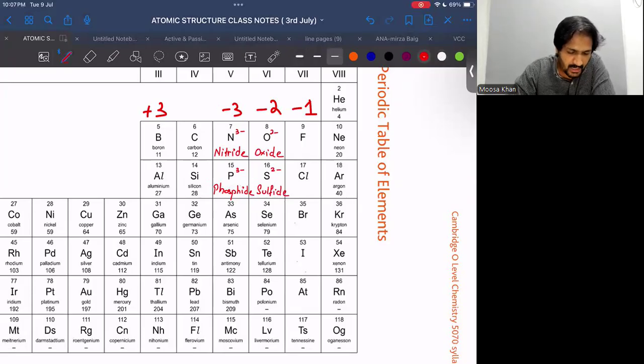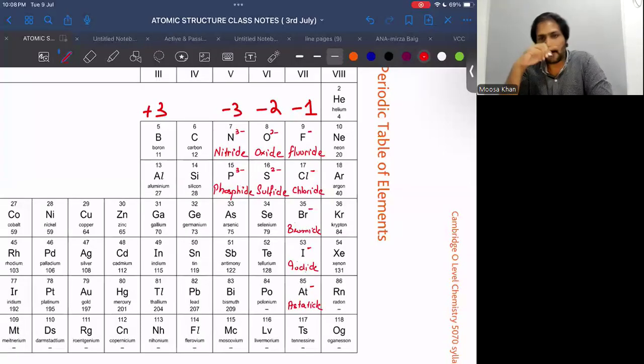From group 7, all atoms of all group 7 elements get a charge of -1 because they all are from group 7. The name of the fluorine ion is fluoride. वो fluoride toothpaste का ad सुना होगा ना? Name of chlorine ion is chloride ion. Bromine becomes bromide ion, and iodine becomes iodide ion, and astatine becomes astatide ion. That's it. बस ये याद करना है.